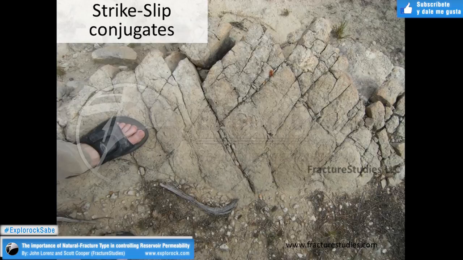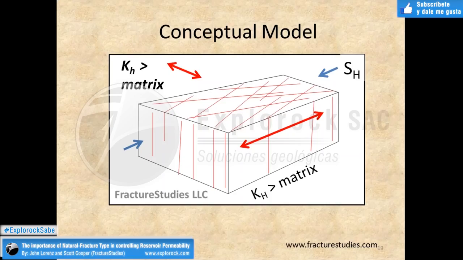And a block diagram of what these strike slip conjugates look like is like this. The acute angle between these shears is actually parallel to the maximum horizontal compressive stress. This being the acute angle here, and that's parallel. Our fracture permeability is going to be highest, generally parallel to the main trend of our fractures, and it's going to be greater than the matrix.